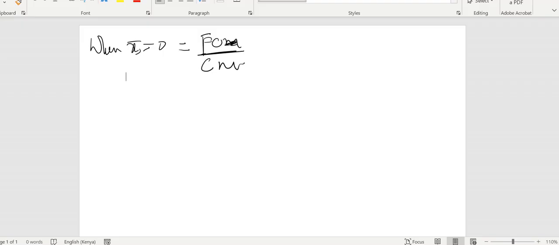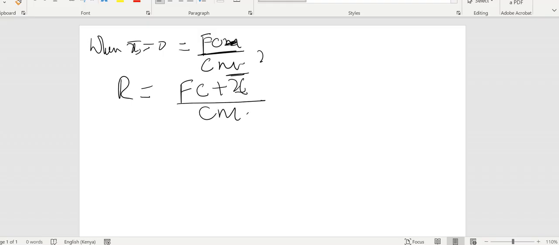But the question is saying we want to determine the targeted revenue. So the targeted revenue, which is R, you can get by taking the fixed cost plus the profit, because remember this is now 0, divided by contribution margin. When you are asked for targeted revenue, you can use that equation again.